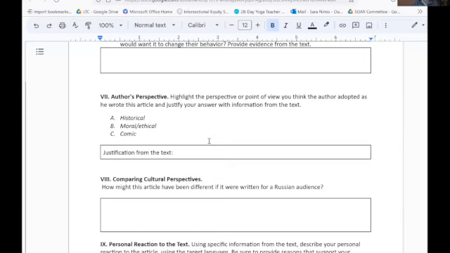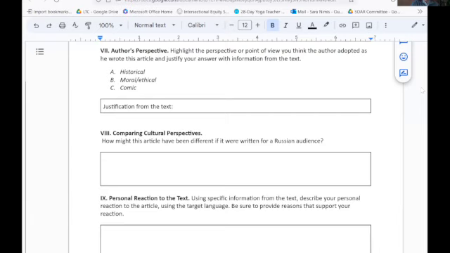But I think comparing cultural perspectives is really essential. Again, this is just how might this article have been different if it were written for a Russian audience. It's an open-ended question that gives them an opportunity to think about how that might be different. And what about personal reactions to the text?